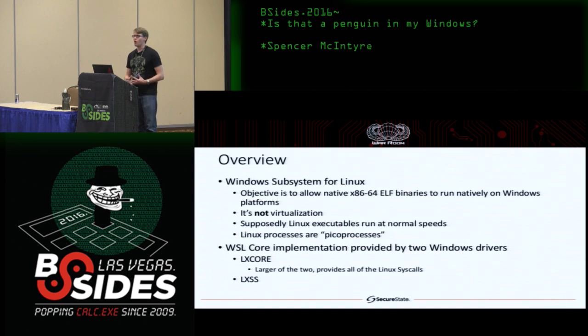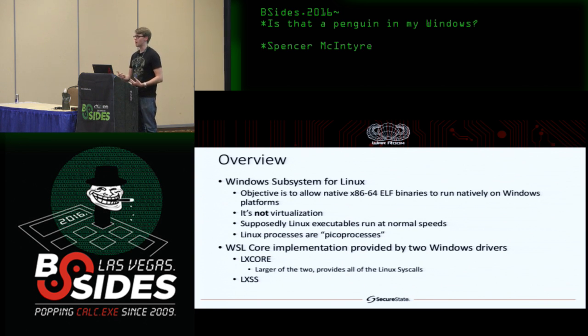One of the big things is that all the Linux processes running in the WSL environment are referred to as Pico processes, which is a newer term and a newer concept for Windows, but it's actually been around for a little bit. We're going to talk about Pico processes pretty extensively. Now, the functionality actually leveraged by Windows is provided in two particular drivers. There is the LX core driver, which implements the functionality that you're actually using.